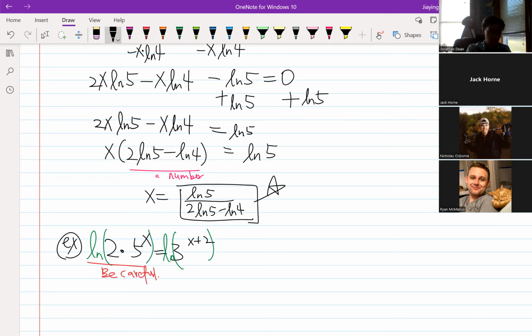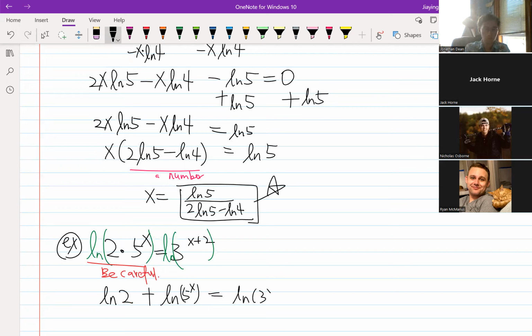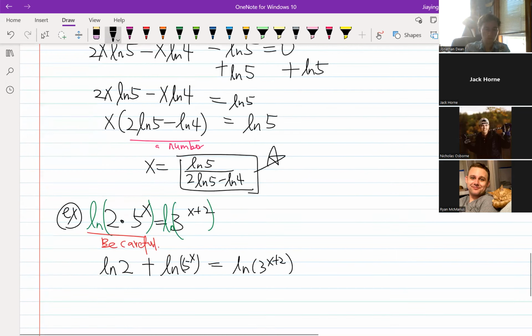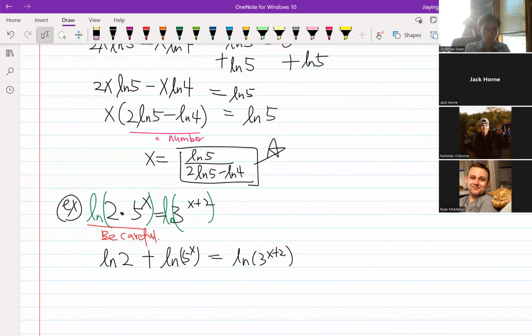So when we break this apart using the product property, we have natural log of a product equals the sum of 2 logs. We get natural log of 2 plus natural log of 5 to the x. And that's equal to the right-hand side, natural log of 3 to the x plus 2. So that's the very first step using the product property with logs.